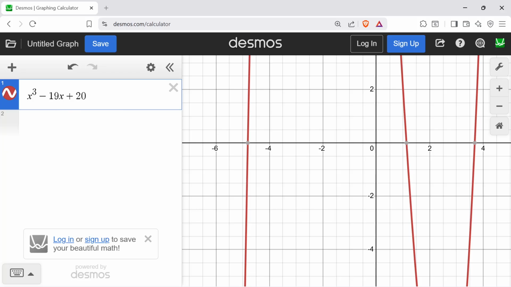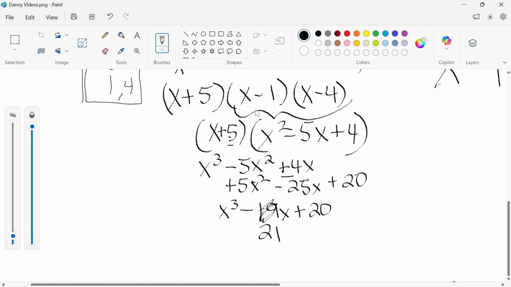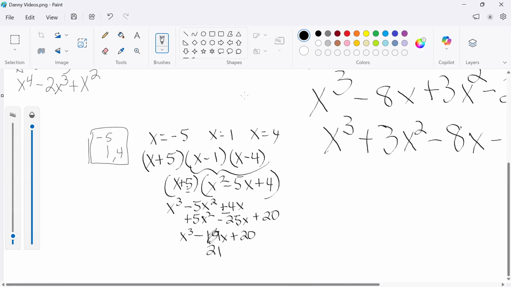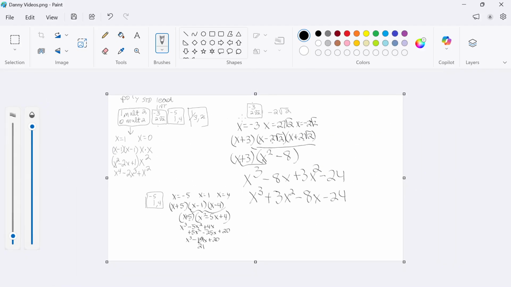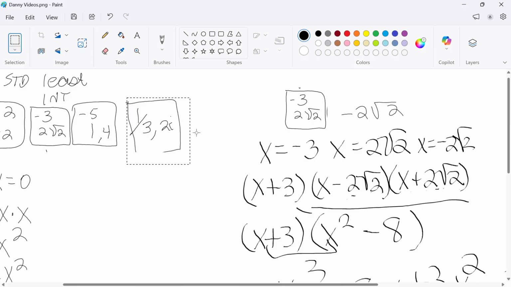Why didn't you correct me on that? Negative 21x. Now I've got negative 5, I've got 1, and I've got 4. All right, that one worked. I made the mistake purposely just so I could show you how to correct it. Do you believe me? I don't even believe myself.